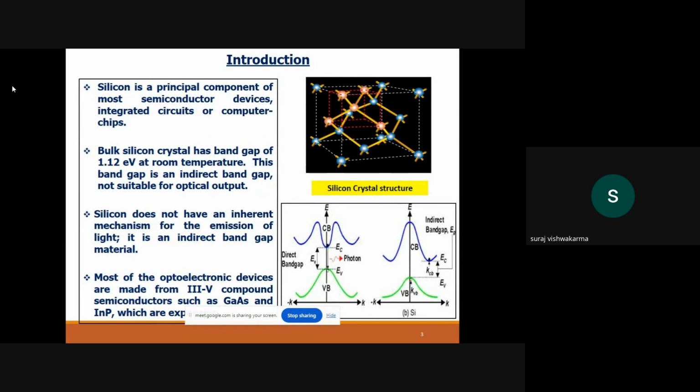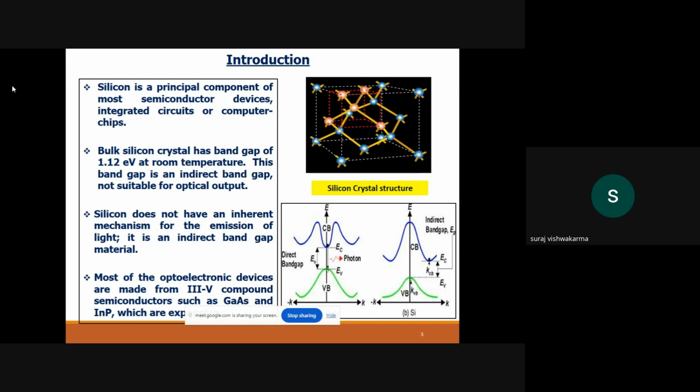So let us first of all understand. Nowadays we are using optical devices, basically the LED, the laser, and all other optically available devices. There we are not using silicon as a principal component. What is the reason? It is a material which has a low band gap, that is 1.12 electron volt at room temperature. This band gap is not sufficient for the emission of light radiation. So that inherent mechanism itself is not there with silicon to do this kind of emission.